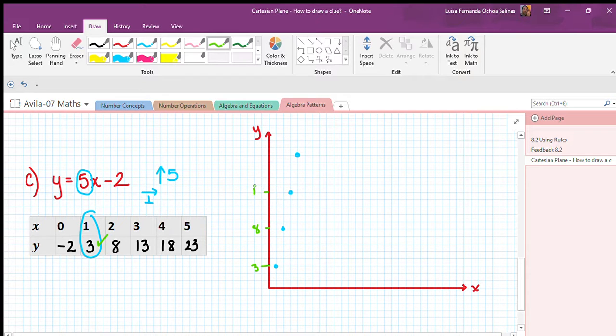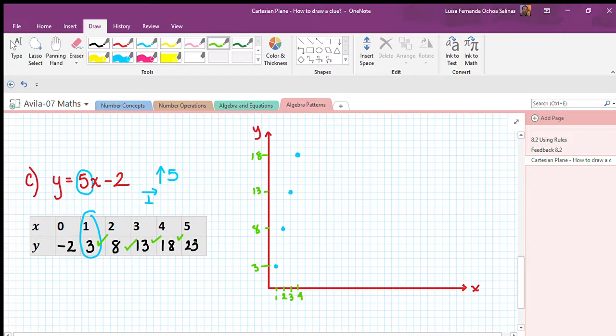Beautiful. 14, 15, 16, 17, 18. Beautiful. And we see that this number is 1, 2, 3, 4. Perfect. Okay. So point 2, 8 is working. Point 3, 13 is working. Point 4, 18 is working.